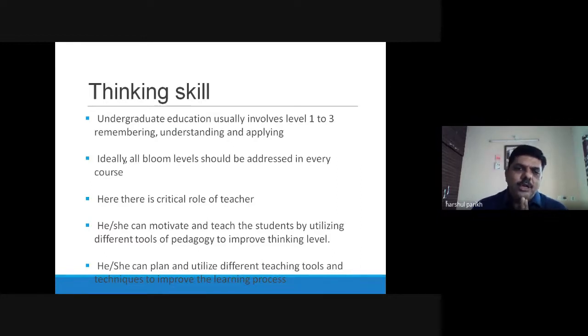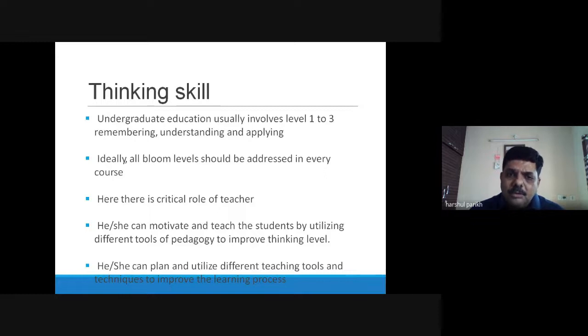Generally, teaching at graduate level usually involves levels 1 to 3. That means remembering, understanding, and applicability. In every course, our pedagogy should be like that. All Bloom levels should be addressed. That means we should try for that. As we know, all students are not equal, and certain students need help. In the next slides, we are also going to learn what the barriers in the students are.